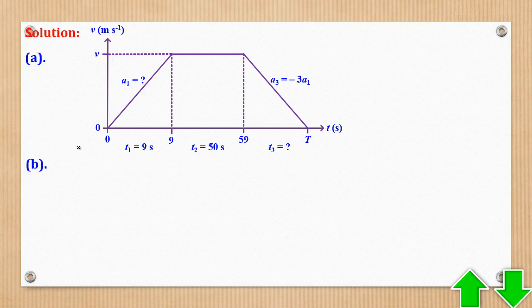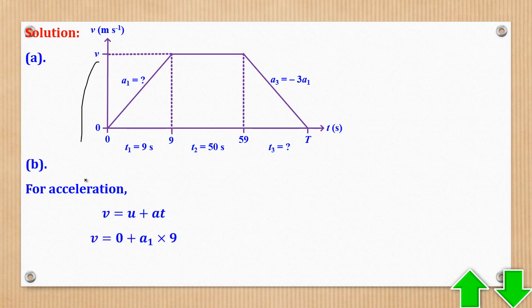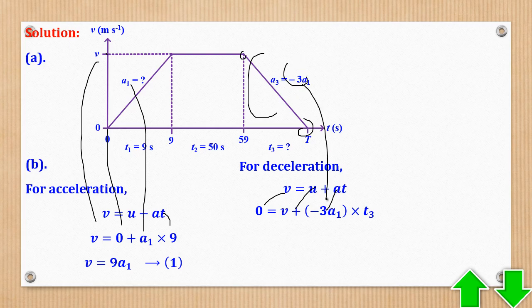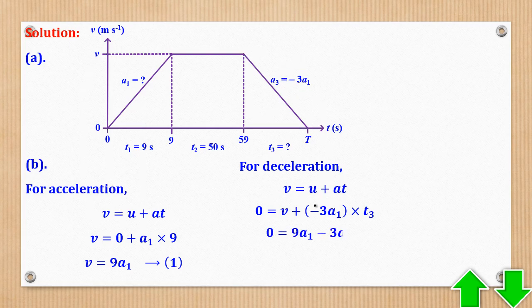So that was part A. Then part B: for acceleration, using the first equation of motion, we substitute v is unknown, but u is known, it's 0, a is unknown, and t is known as 9. So we get equation 1. For deceleration, which is here, still the first equation of motion, v is 0 and u is v. So we substitute 0, v, and a, which is this, to come up with that.